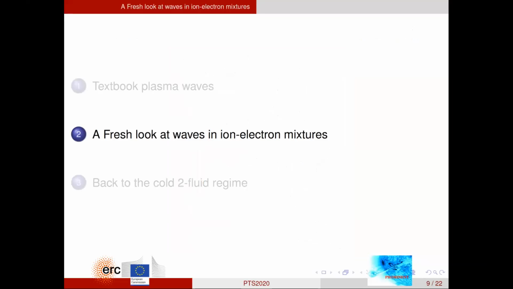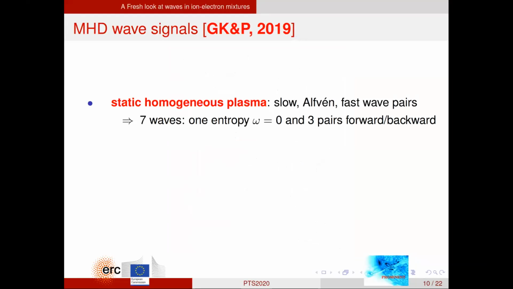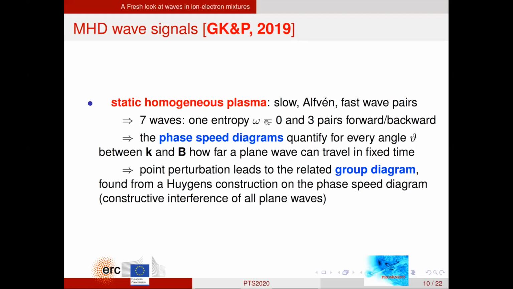I'm going to take a fresh look at waves in ion-electron mixtures. So before I do that, I come from magnetohydrodynamics, and so we have written an interesting book, I hope, about it. And so everybody knows that if you're in a uniform medium and you treat it with magnetohydrodynamics, you have slow, Alfvén, and fast wave pairs, but also an entropy wave. So you have essentially 7 waves.